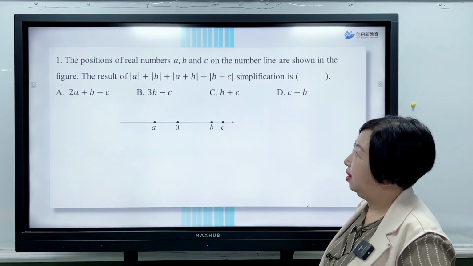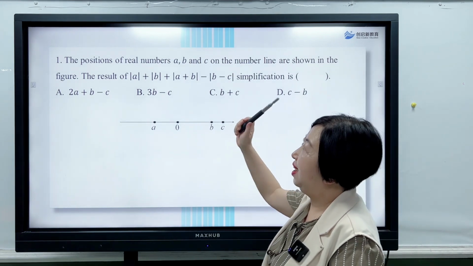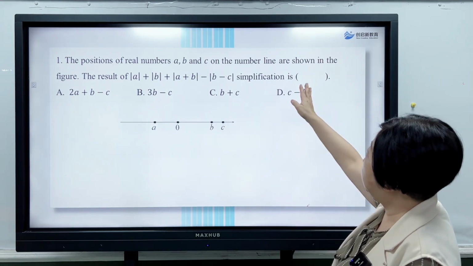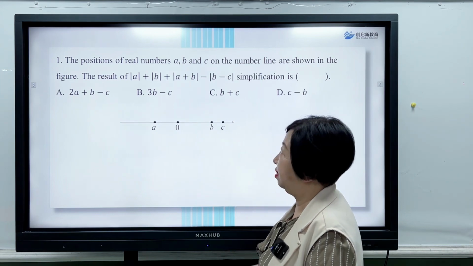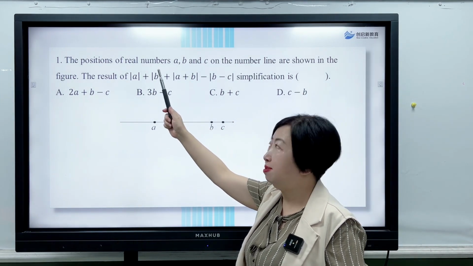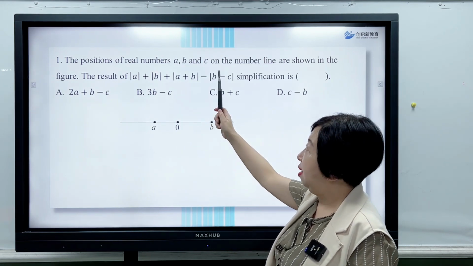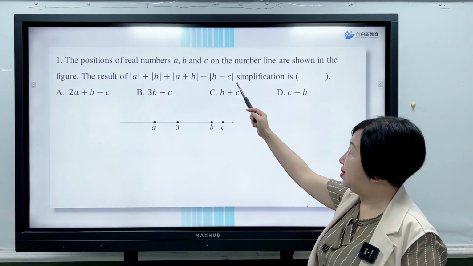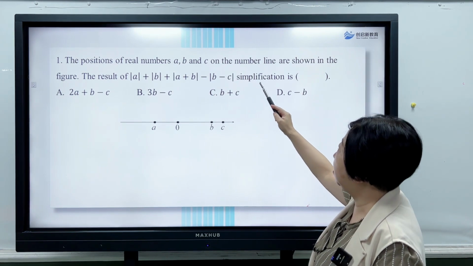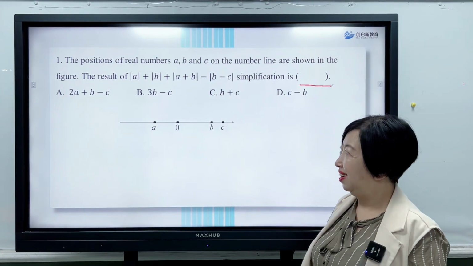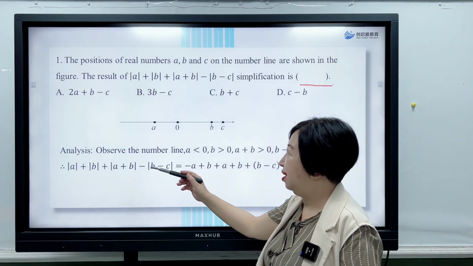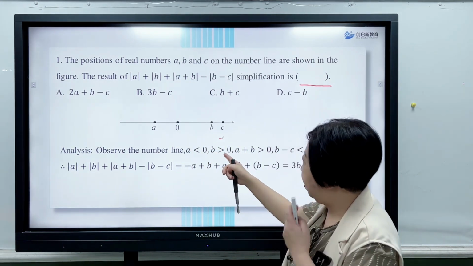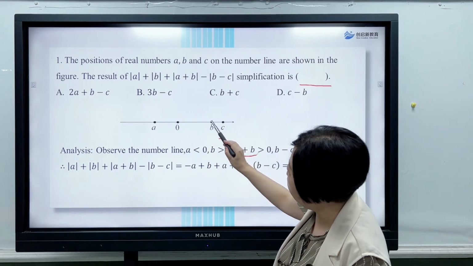Let's go on. This example, let's have a look. The positions of the real numbers a, b, c on the number line are shown in the figure. So the result of |a + b| + |a + b| minus |b - c|, simplification is what? We observe the number line. We can see a is less than 0. b is greater than 0. So here b, here a.